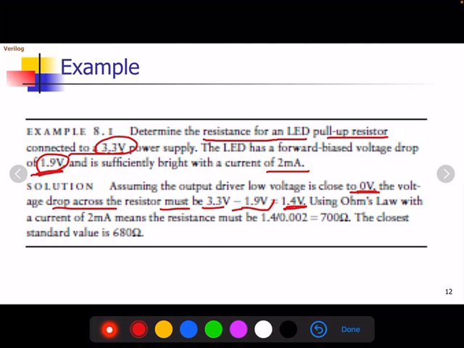We can make use of Ohm's law to identify the resistance. It is the voltage, 1.4 volts, divided by the 2 milliamperes of current flowing over there. So the resistance is around 700 ohms. The closest standard value available here is 680 ohms.